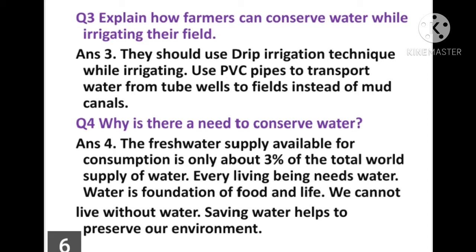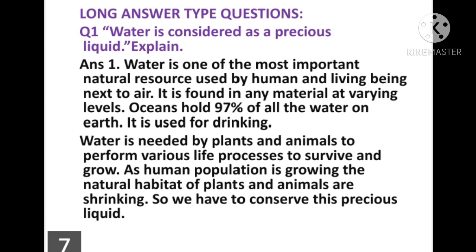Question 4. Why is there a need to conserve water? Answer is the fresh water supply available for consumption is only about 3% of the total world supply of water. Every living being needs water. Water is the foundation of food and life and we cannot live without water. Saving water helps to preserve our environment. So there is a need to conserve water.